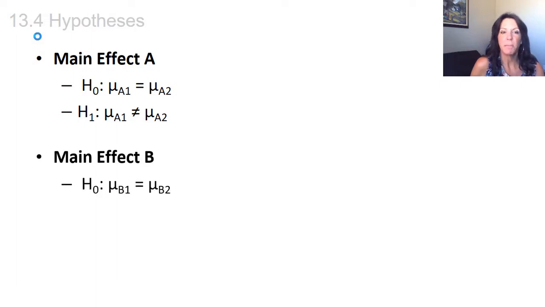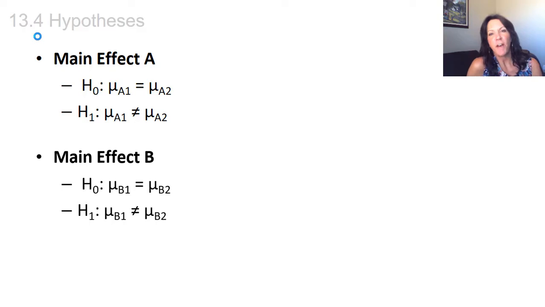So for main effect B, we would write the null hypothesis in a very similar way. The mean of level B1 is equal to the mean of level B2. And the alternative hypothesis is that the mean of level B1 is not equal to the mean of level B2. So this is how we say the main effect for B. So we're really evaluating two different main effects first.